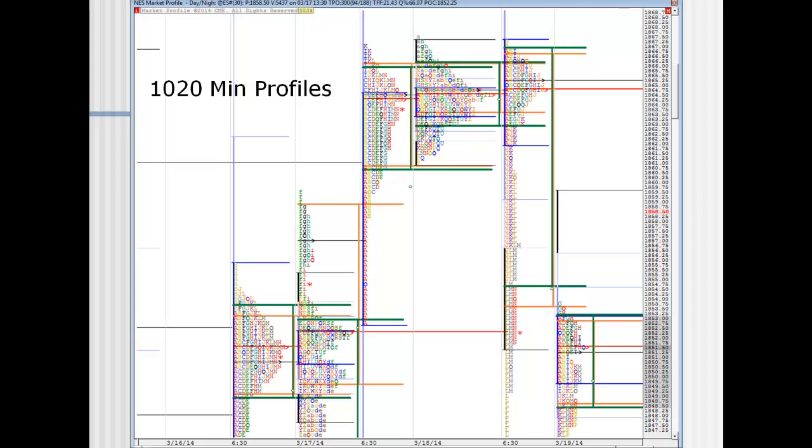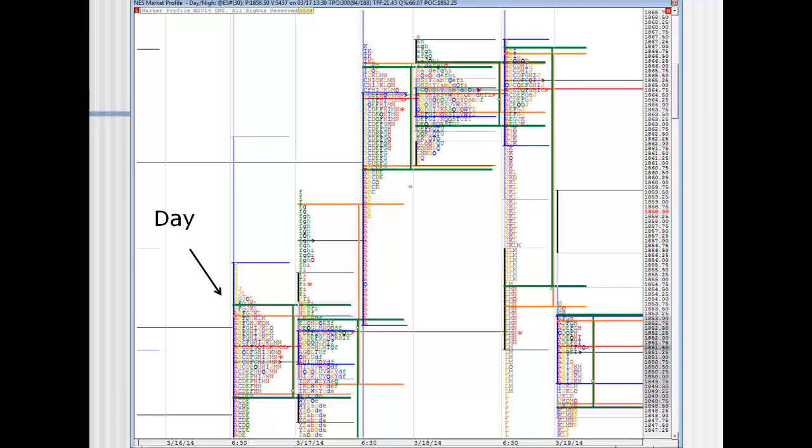All right. Now, we have to look at the open in the context of the overall market. So we will begin by looking at a 10-20 minute profile. Here on this chart we have a number of 10-20 minute profiles, and as we've previously discussed, the reason that we like the 1020 is because it gives us the flexibility of being able to separate the day session from the evening session.